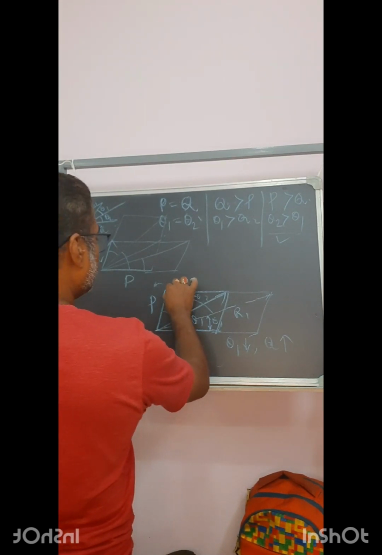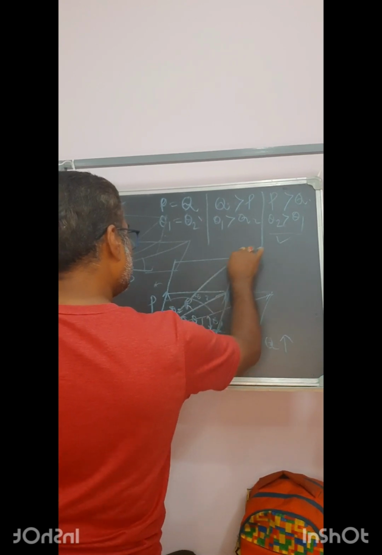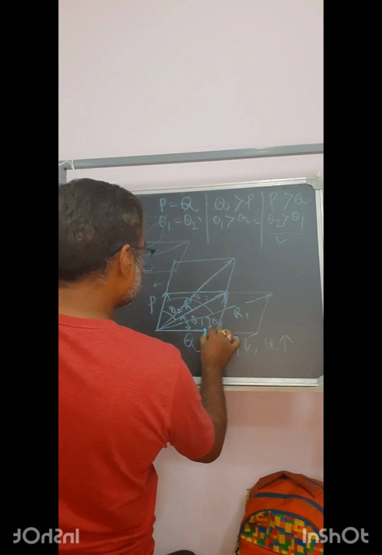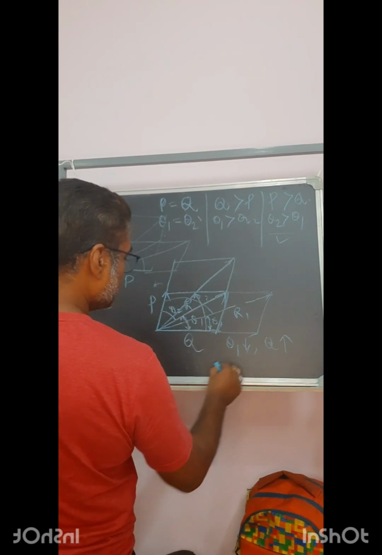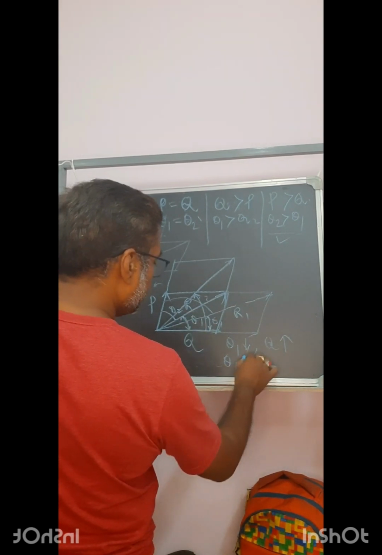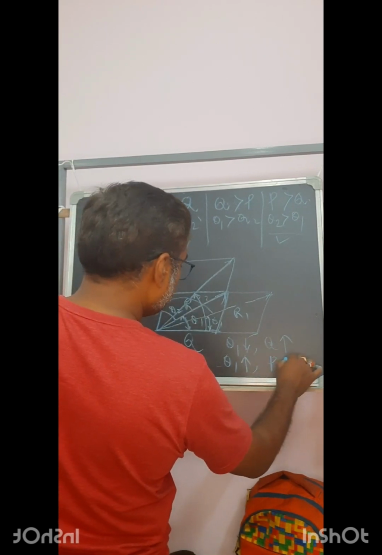And the other one, if I increase this, this will make the new resultant. In this case, theta 1 is this one, and this was the initial one. So theta 1 will increase if P increases.